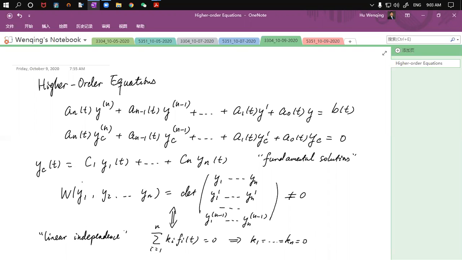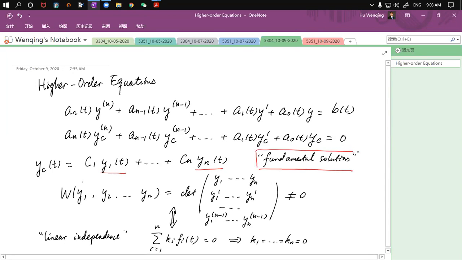Now you can see that for homogeneous equations, the key point is to find those fundamental solutions. In order to actually solve the homogeneous equations, the key is how to find this set of fundamental solutions. In our second order equation case, we found these fundamental solutions by the so-called characteristic equations. So the characteristic equations are the key points.